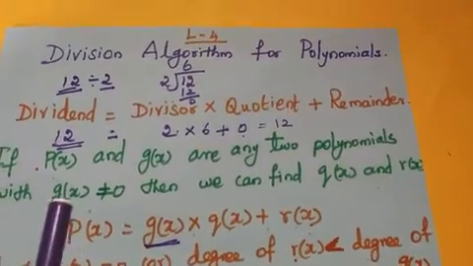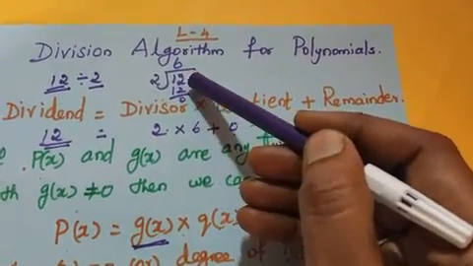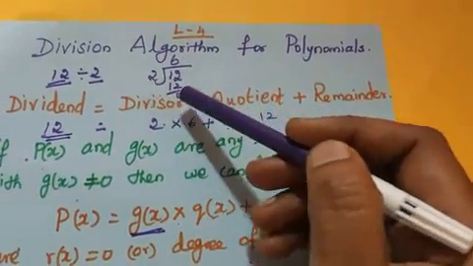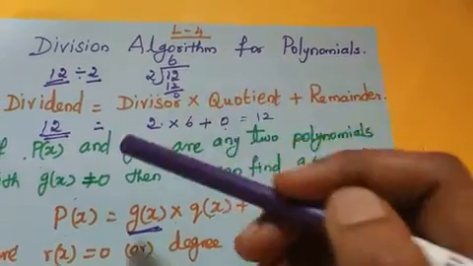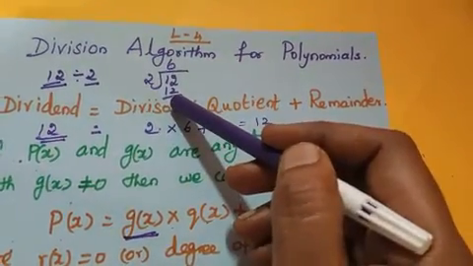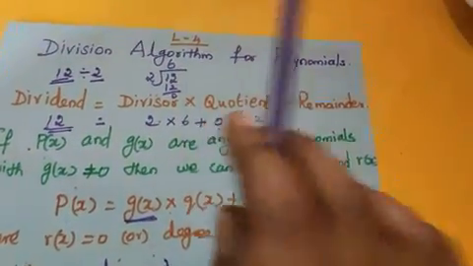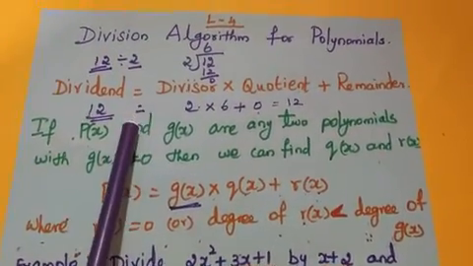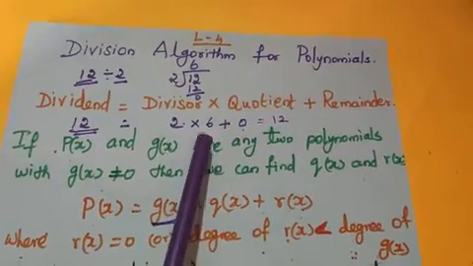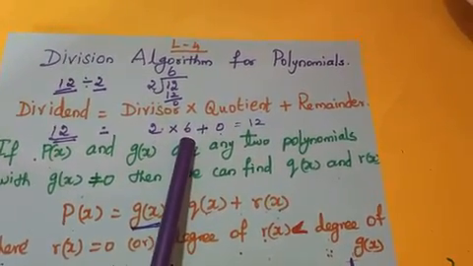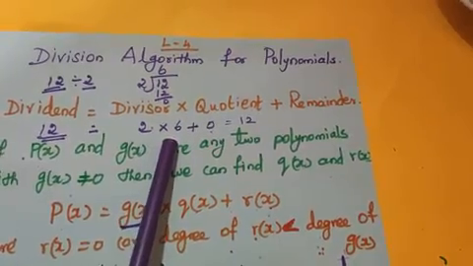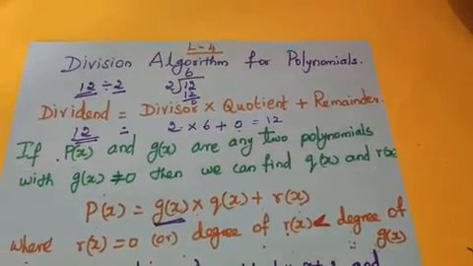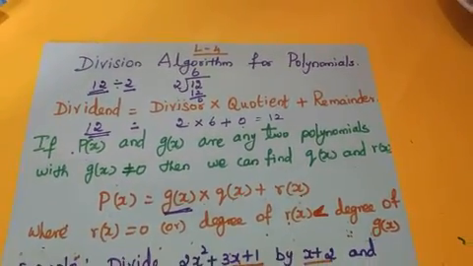Here what the algorithm says is that when you multiply the quotient and the divisor and add the remainder, you will get the dividend. So 2 into 6 plus 0 is 12 only. Here 12 is the dividend, 2 is the divisor and 6 is the quotient. When you multiply the divisor and quotient and the remainder is 0, you will get the dividend. This is the simple way, and the same thing we are going to see now in polynomials.